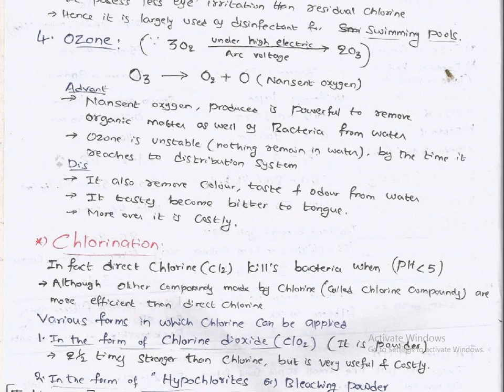In fact, direct chlorination (Cl2) kills bacteria when pH is less than 5, although other compounds made of chlorine, called chlorine compounds, are more efficient than direct chlorine. Various forms of chlorine can be applied, such as chlorine dioxide (ClO2). It is 2 to 2.5 times stronger than chlorine but is very useful and costly. It forms hypochlorites or bleaching powder.